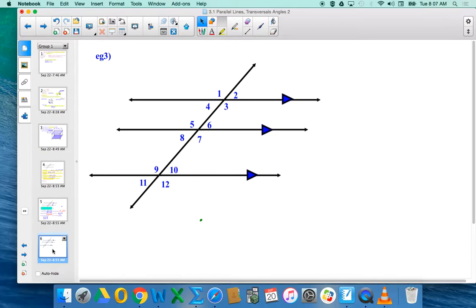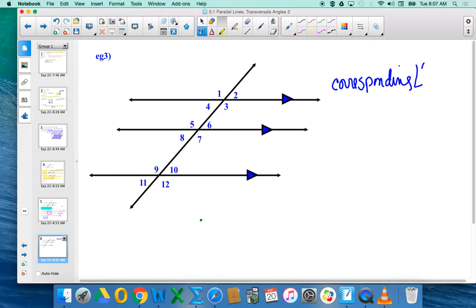All right. So somebody give me a pair of corresponding angles. This one. Angle 2 and angle 6. And because these lines are parallel, we know they're congruent. So angles 2 and 6. All right, somebody give me a set of alternate interior. Alternate meaning on opposite sides of the transversal, interior meaning on the inside of the parallel lines.